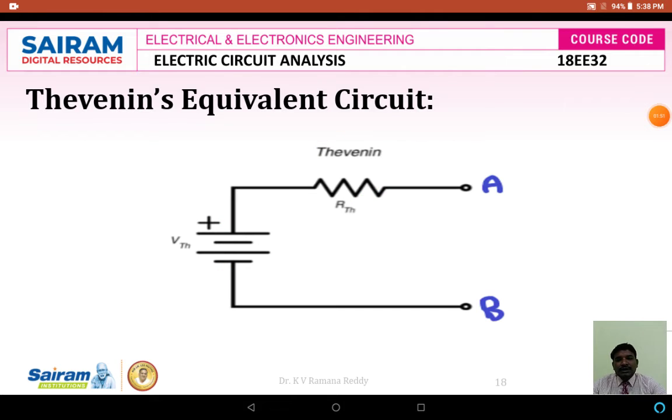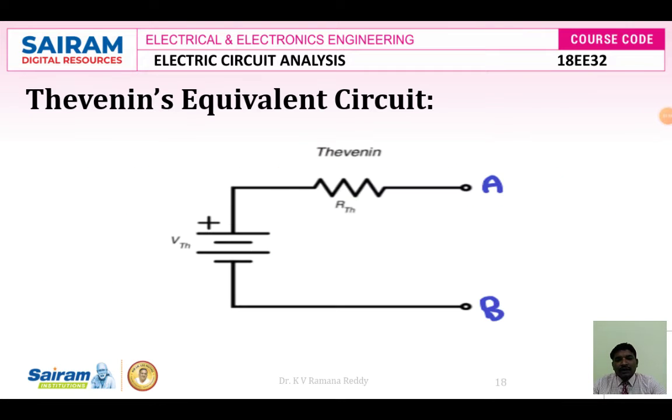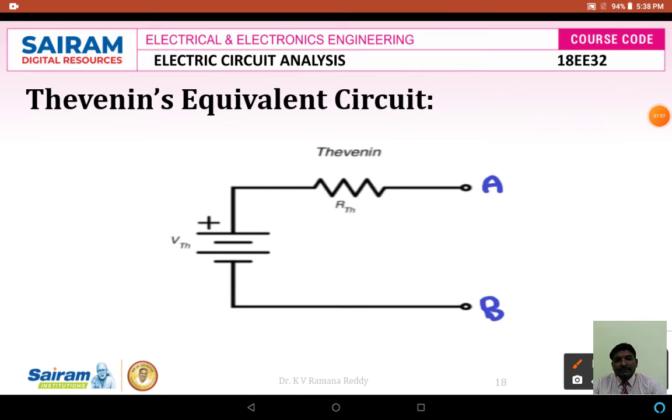Let us see how the Thevenin's equivalent circuit looks. According to the statement, it consists of one Thevenin's voltage VTH and a Thevenin's resistance RTH, both connected in series across the terminals AB. By using this simple Thevenin's equivalent circuit, any given circuit can be modified into Thevenin's circuit. Why do we have to modify any given circuit into Thevenin's circuit?